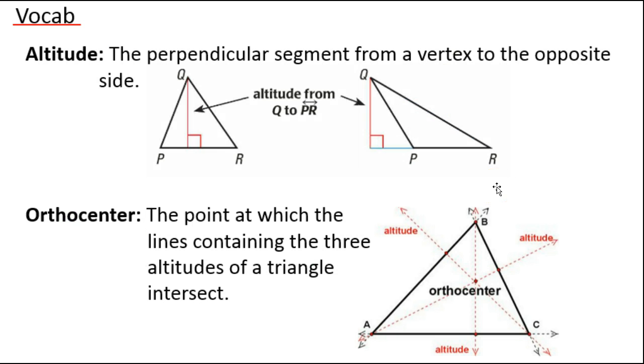So here's a little bit more vocab. We also introduced altitude. Altitude is the perpendicular segment from a vertex to the opposite side of a triangle. So altitude would be a way of thinking of the height of a triangle. So we want to know what the height is for this example. Where all of our altitudes meet, this point is called the orthocenter. So the point at which the lines containing the three altitudes of a triangle intersect is called our orthocenter.